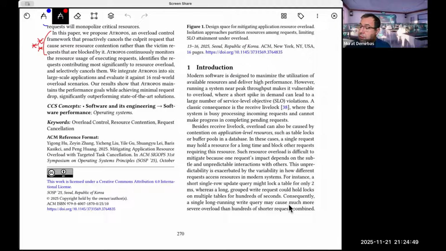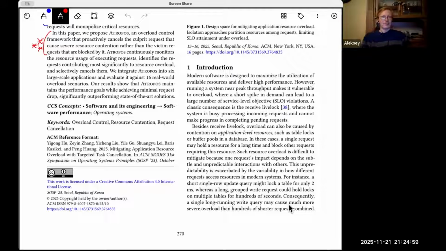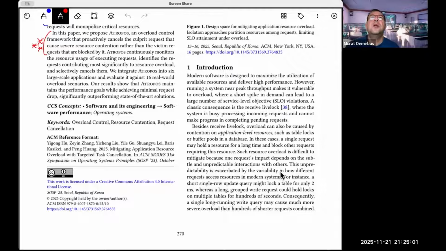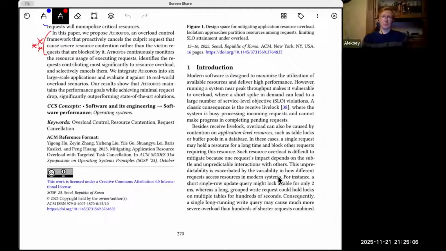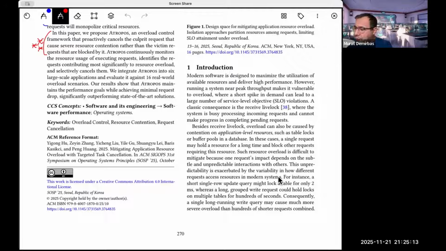Consequently, a single long-running write query may cause much more severe overload than hundreds of shorter requests combined. But what did this paragraph say? I got that it was wordy, and I got locks, right? If you run long and hold the locks, everyone is waiting on your locks. So there's no resource overload, which is difficult to mitigate because the impact of a request is unpredictable.